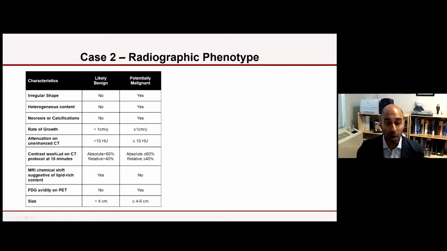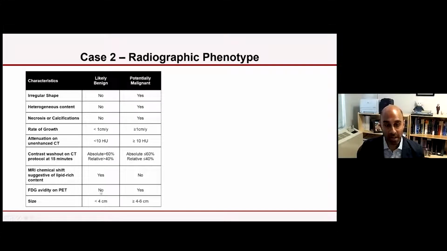If you want to do a washout protocol, you give contrast and then you wait 15 minutes to see how much contrast disappears. Fatty things tend not to be contrast avid and will release most of their contrast. They'll have a high washout. Non-fatty and vascular things tend to have a poor washout and might be more concerning. You can also get a sense of fat content on MRI, which can be done with chemical shift or in and out of phase imaging.